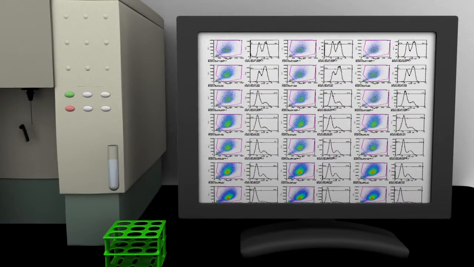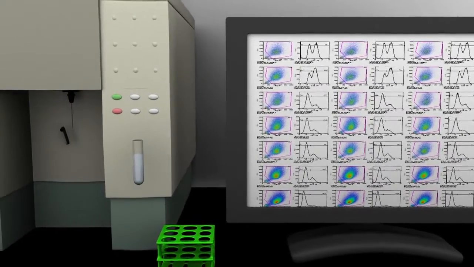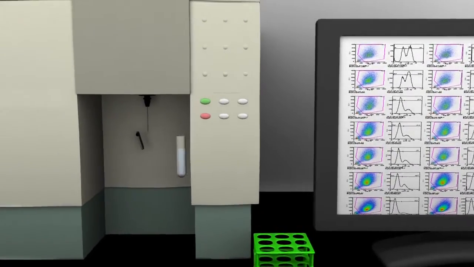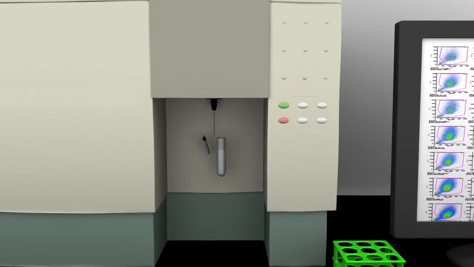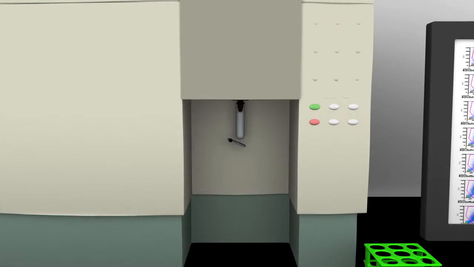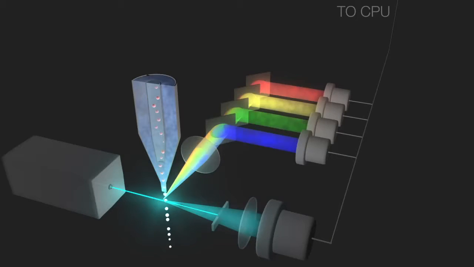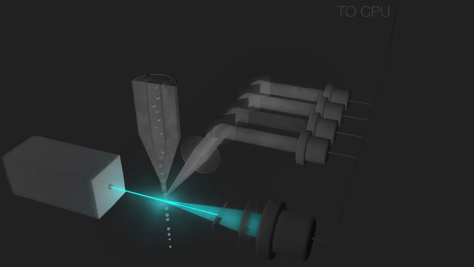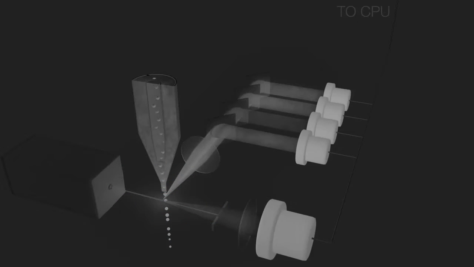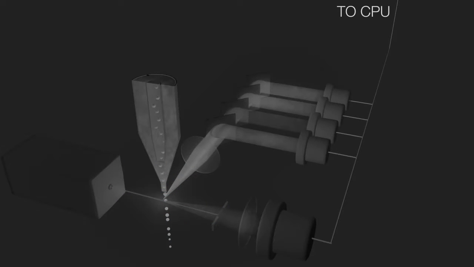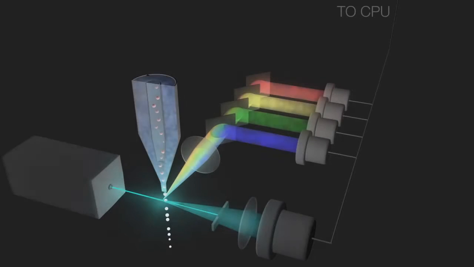Once a suspension of individual cells has been prepared for flow cytometry analysis from cells, tissues, or organisms, the prepared sample is placed on the flow cytometer. How does a flow cytometer analyze the size, shape, and properties of individual cells? A flow cytometer contains several key components, including the sample, fluidics that move the sample into the flow cytometer, lasers, optics which gather the light, detectors to sense the light, and a computer system to output the data into a form that can be analyzed by the researcher.